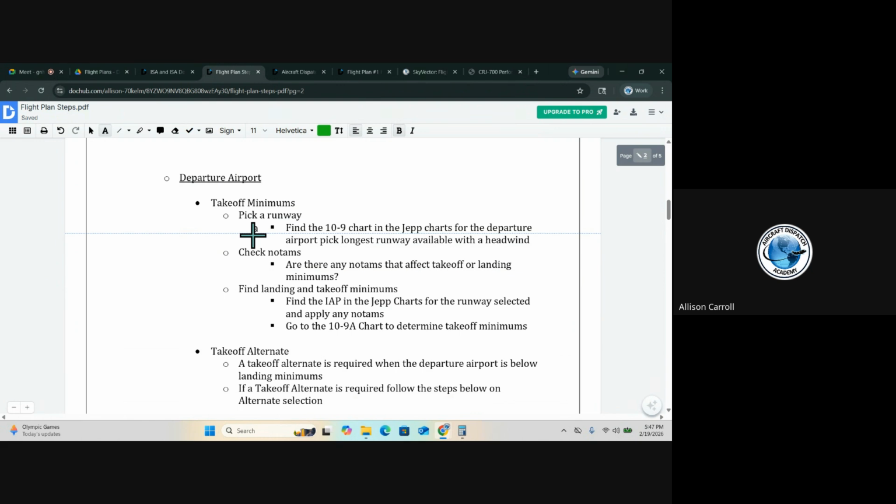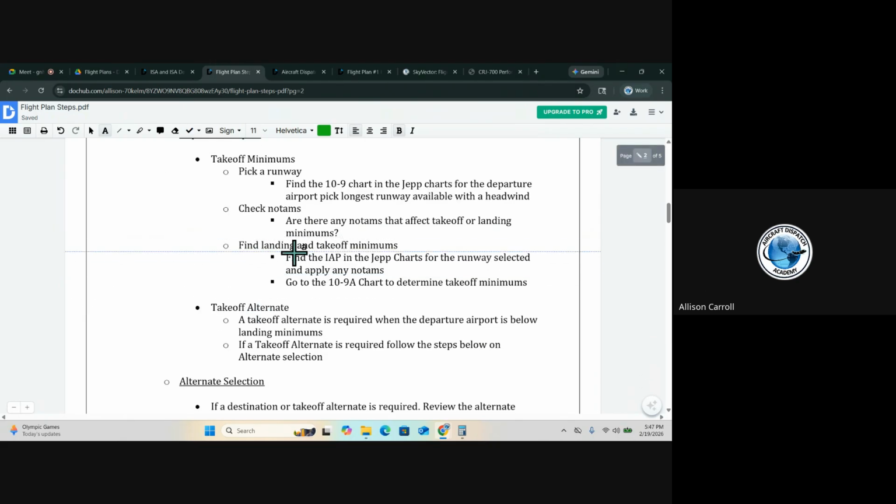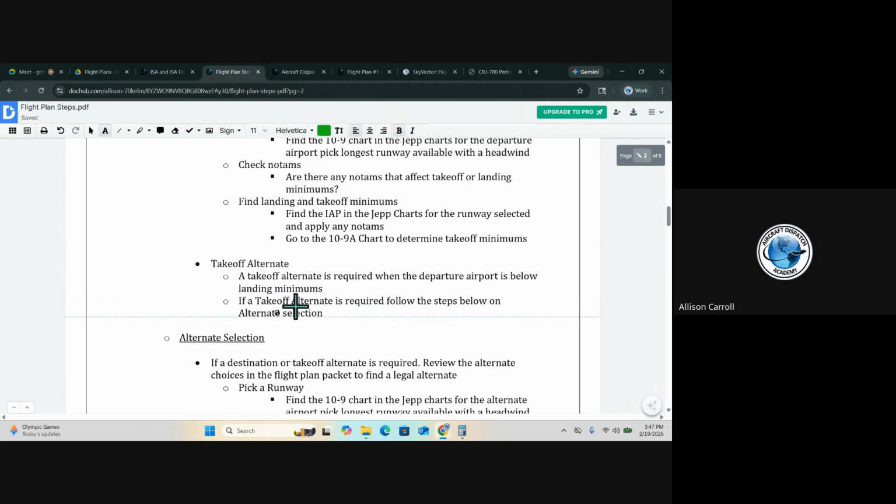We then went into the charts for Denver, right? We picked a runway for Denver. We checked the NOTAMs for that runway, or for anything that might affect our takeoff or landing minimums. And we found our takeoff and landing minimums in the JEP charts. For one, we needed to make sure that we could take off, which we definitely could because the visibility is great in Denver. And then we asked ourselves if we needed a takeoff alternate, right? We looked at that METAR. We had 10 statute miles of visibility, which is great, and we did not require a takeoff alternate.